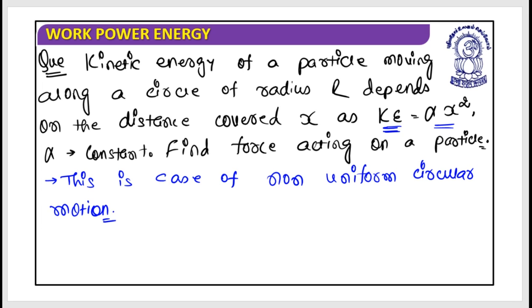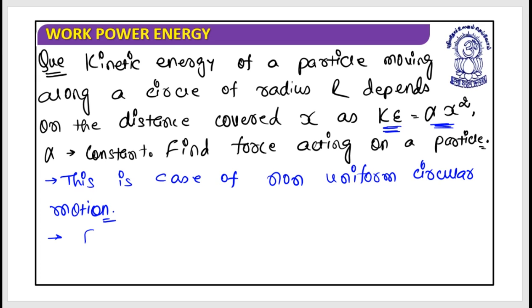Because this is kinetic energy, and kinetic energy is equal to half mv square, and that would be equal to alpha x square. x is the distance, and as x is changing, velocity would definitely change because mass cannot change and alpha is the constant that has been given. So if velocity is changing, that means it is a non-uniform circular motion.